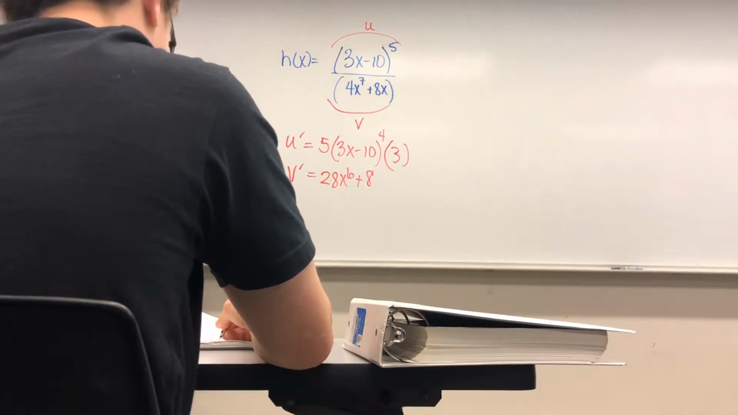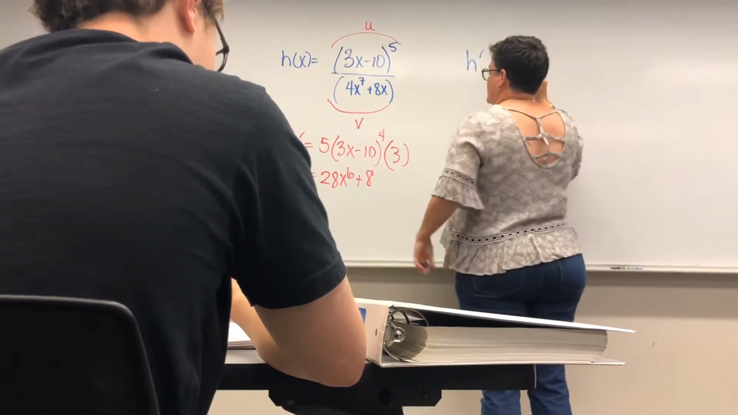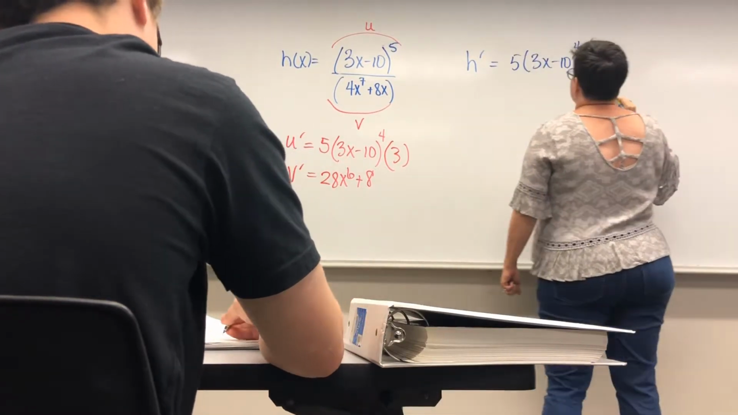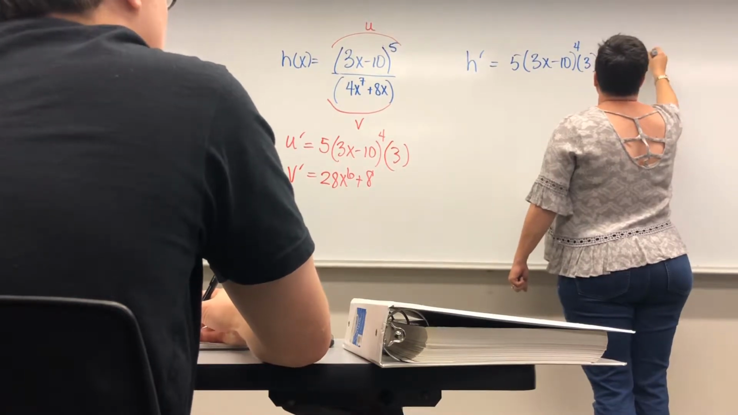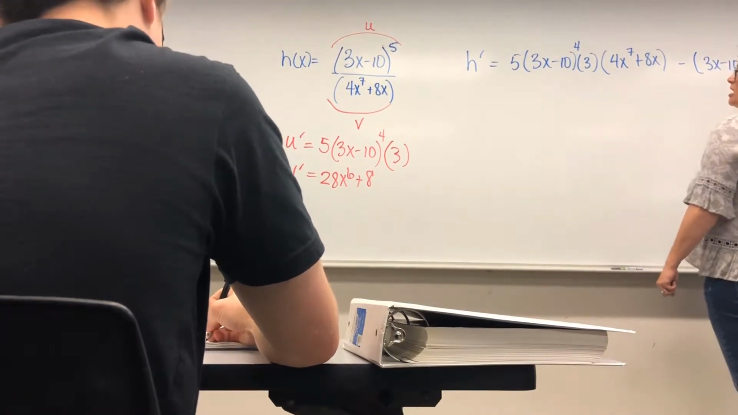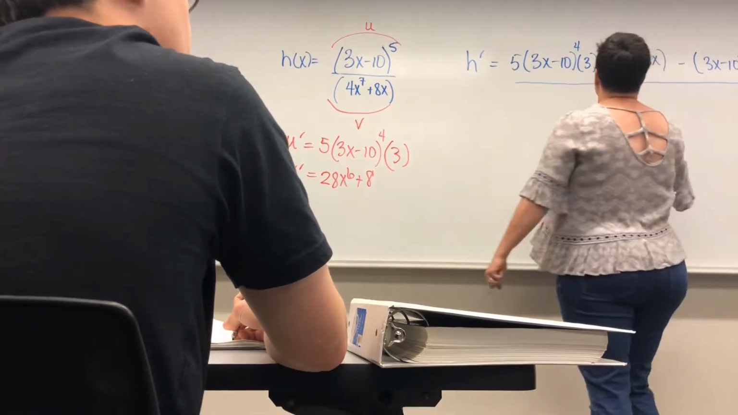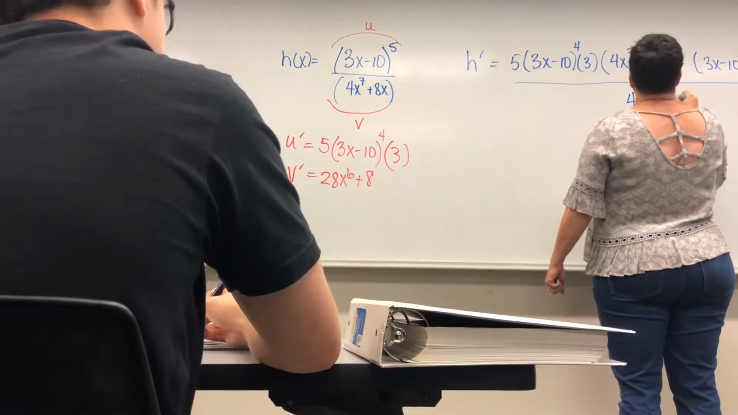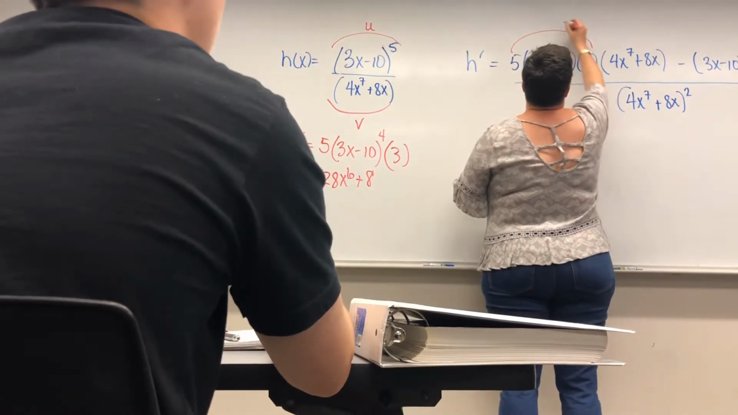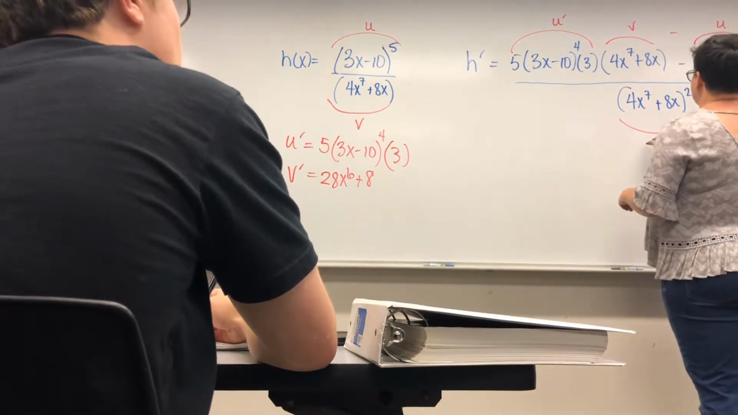Okay. So do we have all of our parts for a quotient? Now we plug and shove. Guys ready? H prime is going to be U prime times V minus U times V prime, all over V squared. And here are my parts. This is U prime. This is V. Here's U. Here's V prime. Here's V squared.